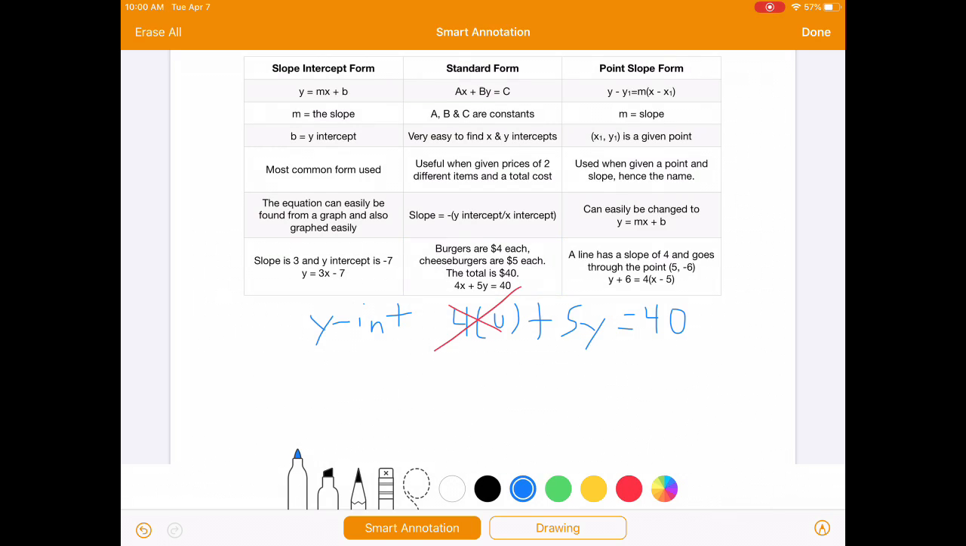So we ended up with 5y equals 40. And if we divide by 5, we end up with y equals 8. So if you didn't buy any burgers and you only bought cheeseburgers, you could buy 8 total cheeseburgers.